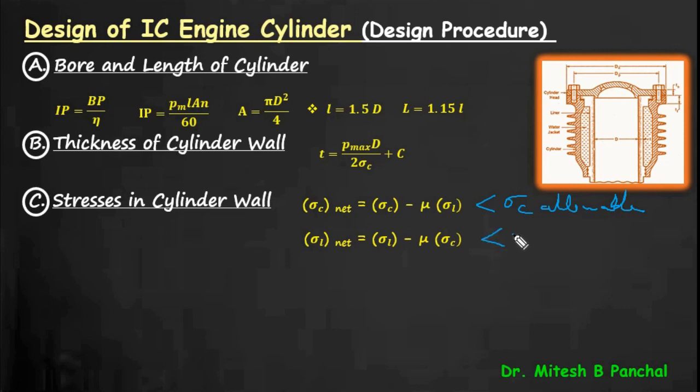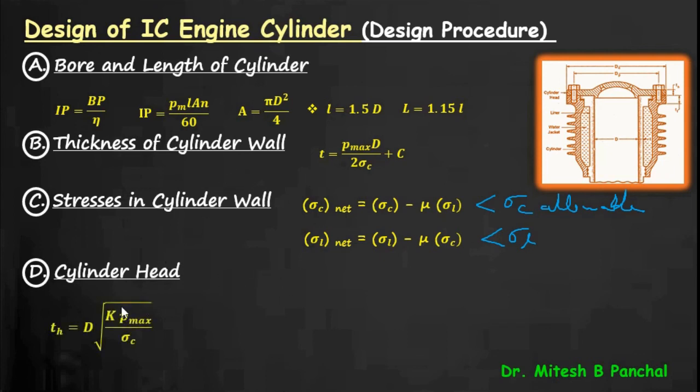Next is the thickness of the cylinder head, that is Th equal to D under root K into Pmax divided by sigma C. So here Th is the thickness of the cylinder head, D is the diameter of bore, K is the constant, Pmax is the maximum gas pressure. If it is not given, then you have to consider it as 10 times P mean. Sigma C is the hoop stress.